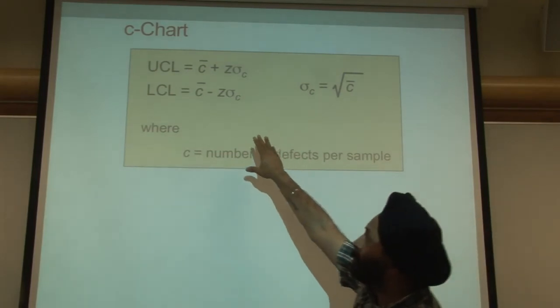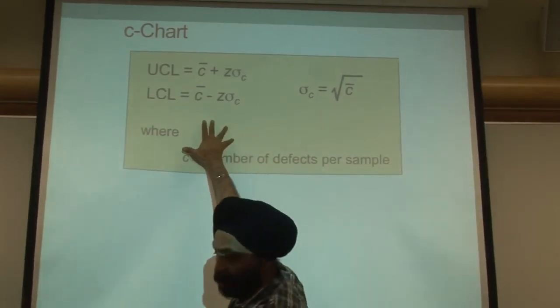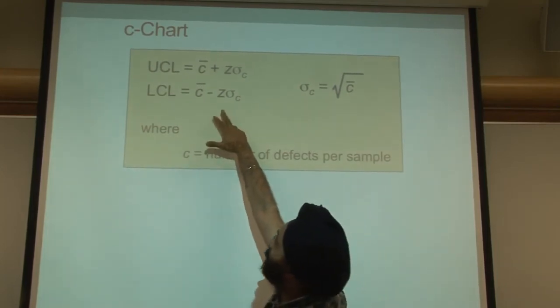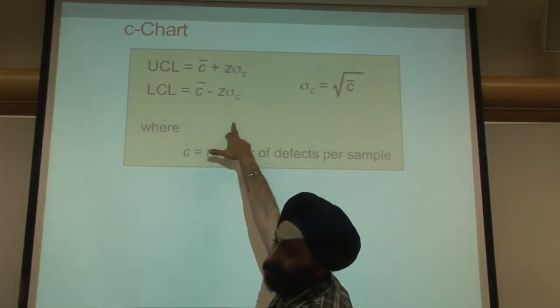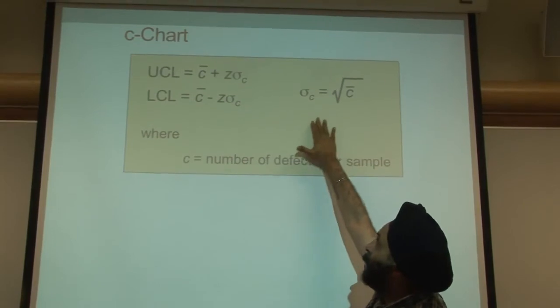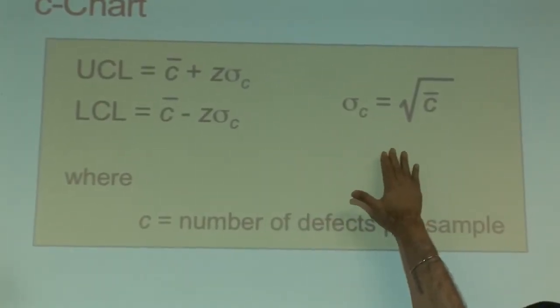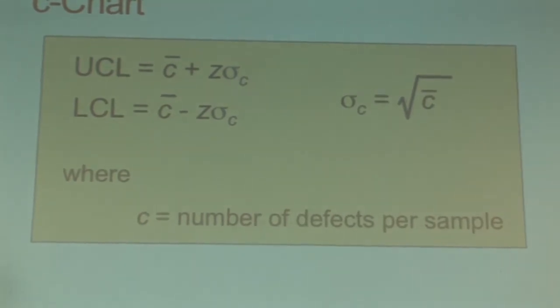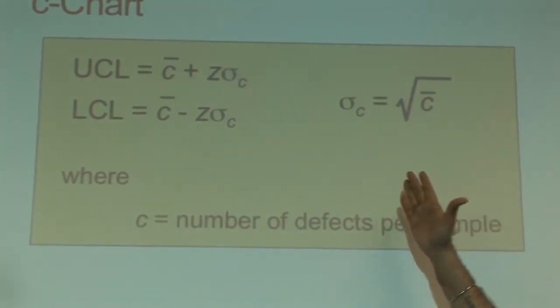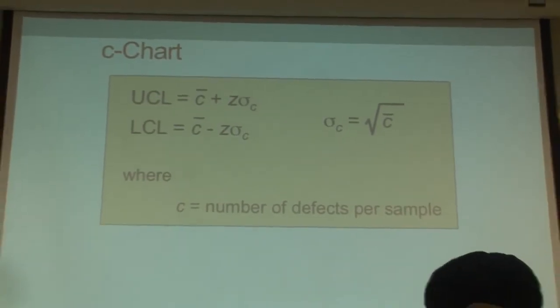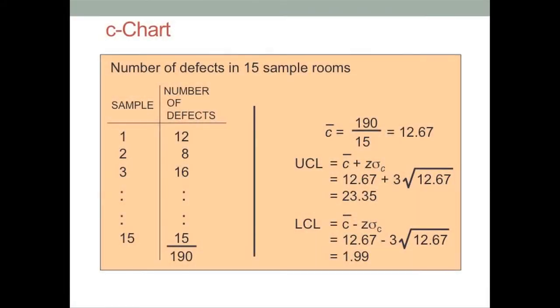And for the Poisson distribution, again, we use the same formula for upper and lower control limits. So you have C bar plus Z times the standard deviation of that same C. And for the Poisson distribution, the standard deviation is calculated to be the square root of the mean. So it's an easy formula in this case. And C is the number of defects per sample that you have. So let's look at an example of that.